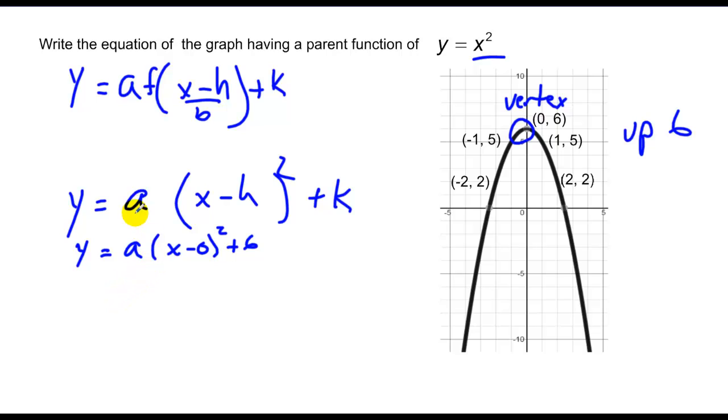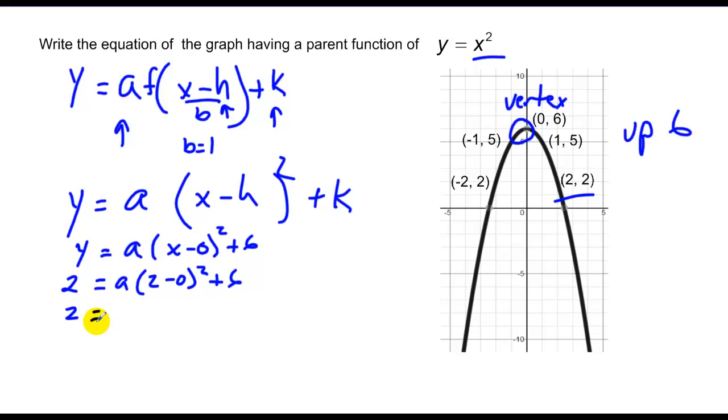Now in order to write the equation, I need values for a, b, which I already have. We said b is equal to 1. H, which I now have, and k, which I now have. So all I'm missing is a. Well, how do I find that? The easiest way, I think, is to pick a point on the graph. For instance, 2, 2. So if y equals 2, we don't know what a is, and x equals 2, I can solve for a.